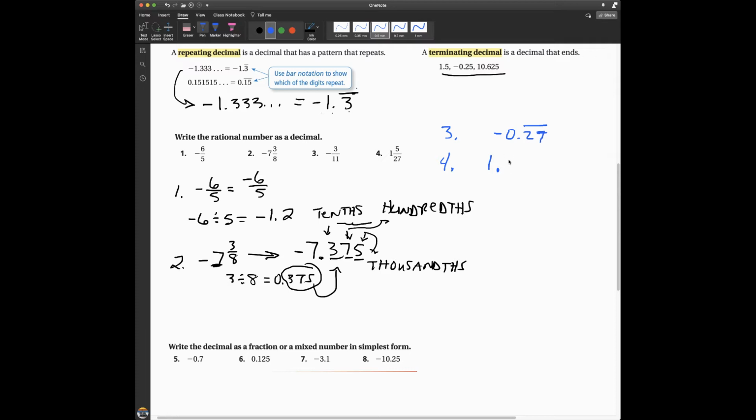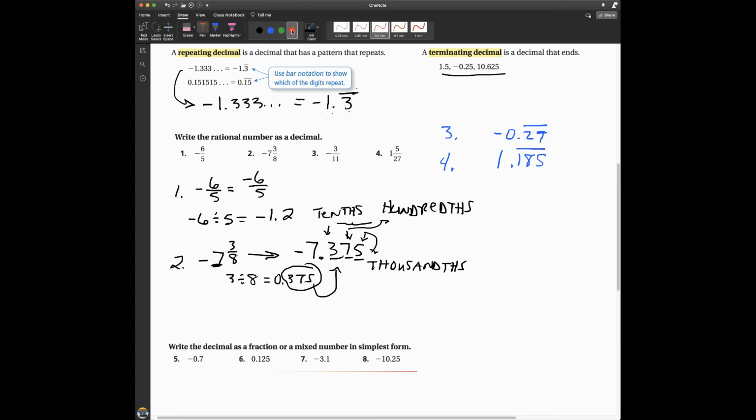And this is 185, and that repeats. So this should be, and this is kind of sloppy. Let me put it together. I'm just excited because I'm doing some math today. 1 and 1.185, 185, 185, 185 forever. So I put the bar, which means that these 3 digits repeat over the part that's repeating.